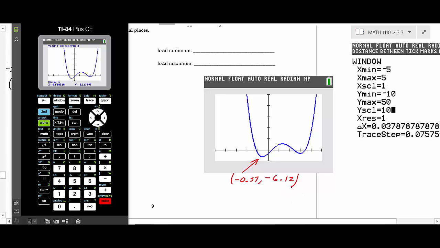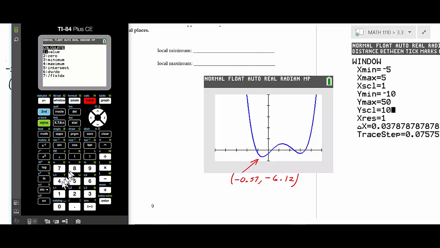I'm just rounding those to like 2 decimals. So that's one of my mins like that. And we'll do the maximum.